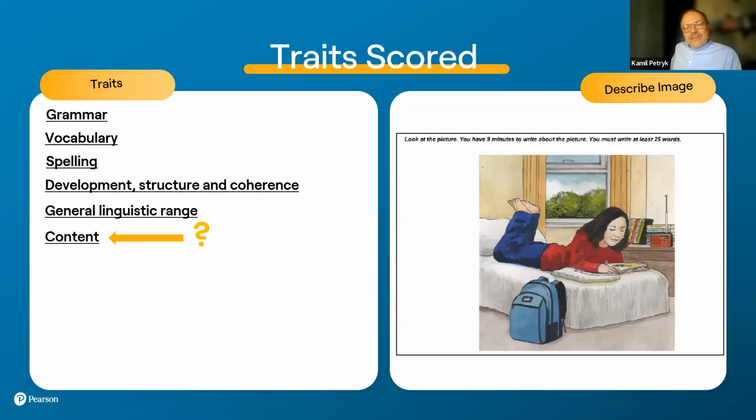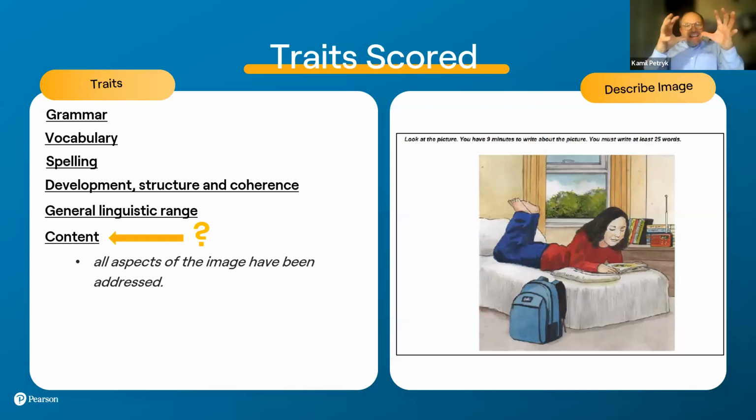So I'm looking at my chat box, waiting for any suggestions. Sometimes the chat box has some delay, so all right. What is in the picture exactly? Right. So simply speaking, great. Thank you, Nazia. This exactly. So the content will focus, this trait will focus on analyzing if all aspects of the image have been addressed, right? So how many details from the image have been included in the text.